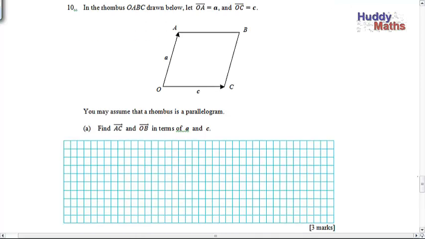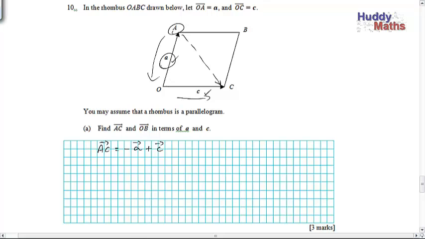In the rhombus OABC drawn below, let OA equal A, we've got that marked, OC equals C. You may assume that the rhombus is a parallelogram. We're supposed to know that. Find AC and OB in terms of A and C. So A to C across here is displacing this point down here and around here. So AC is equivalent to negative A, coming opposite to A here, plus C.